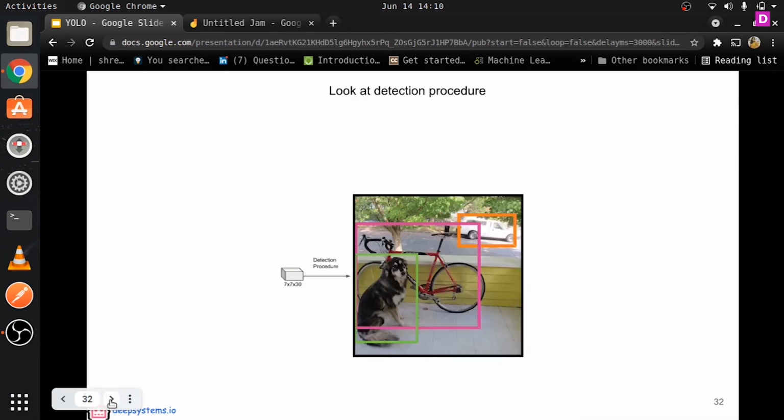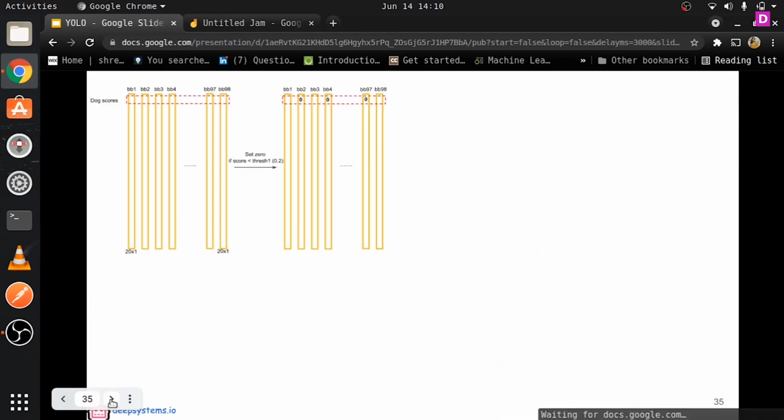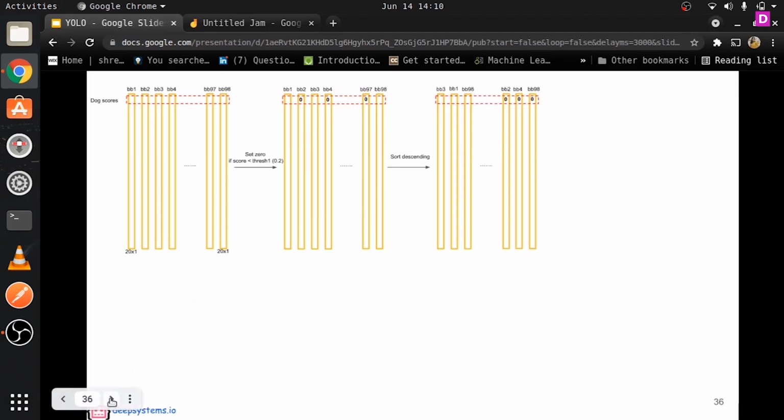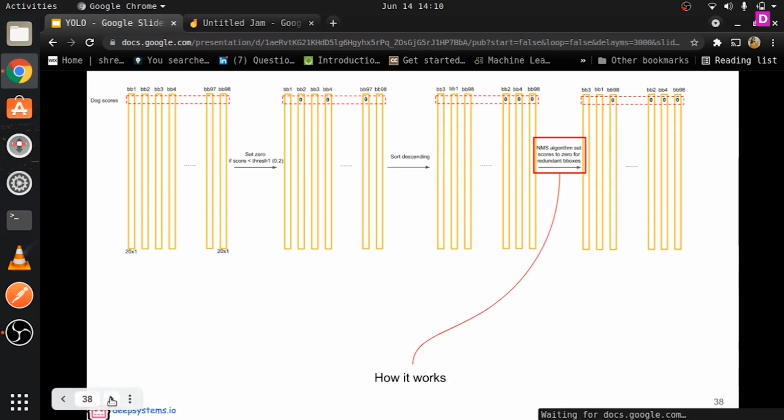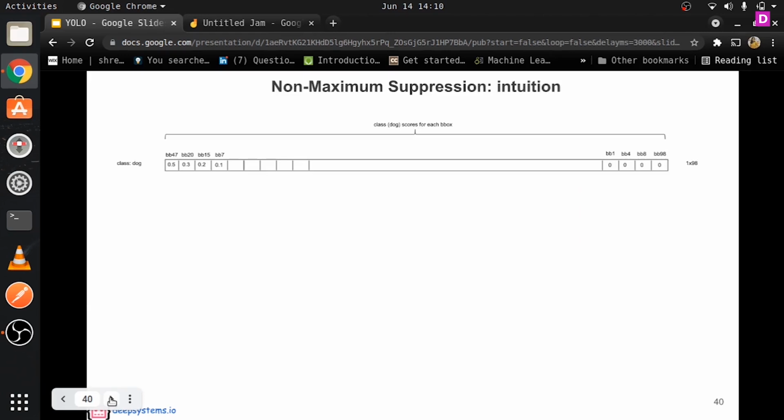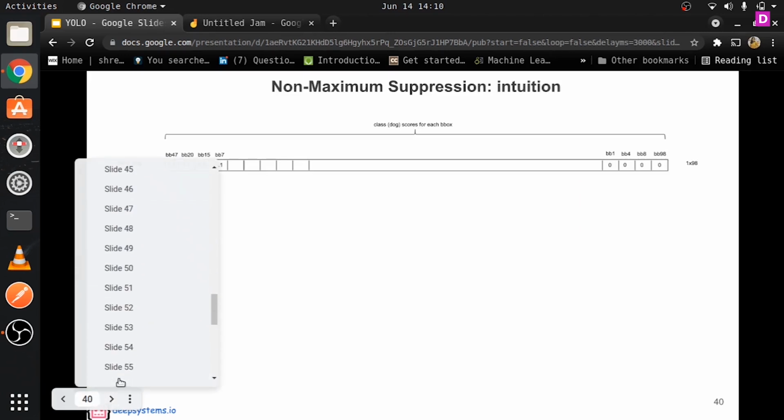Once you have that, you add a threshold to it and remove those that are not required. Then the next thing you do is the non-max suppression algorithm. So that is the whole thing basically, and I hope you enjoyed this.